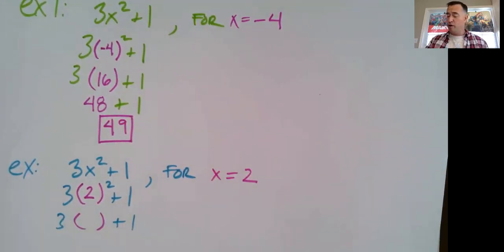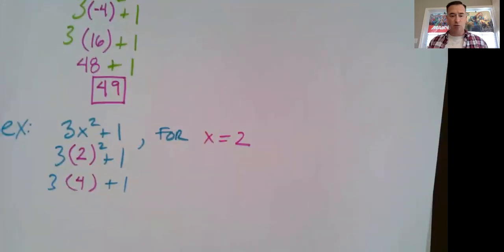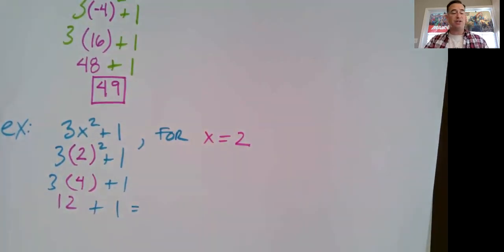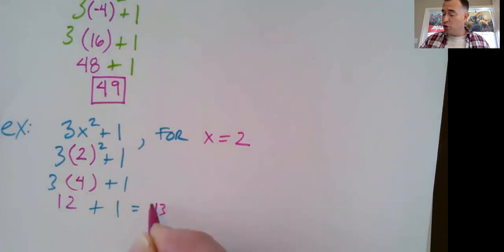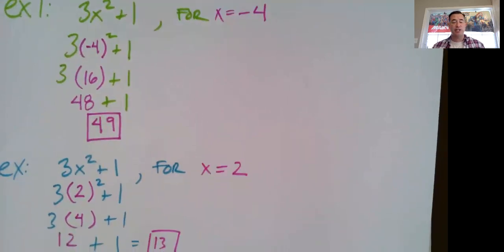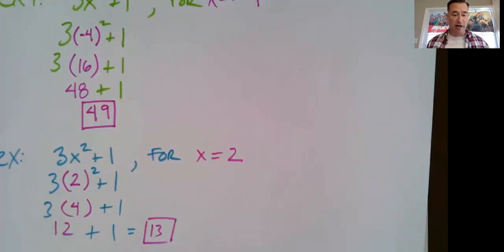Yep, 4 is correct. So this is 3 times 4 plus 1. What is 3 times 4? That is indeed right, 12. And if I do 12 plus 1, that will give me at the end of this the answer 13. So we have 2 different answers to the same expression. It just depends on what you evaluated it for. What was the x value that we plugged in to get us these different answers?